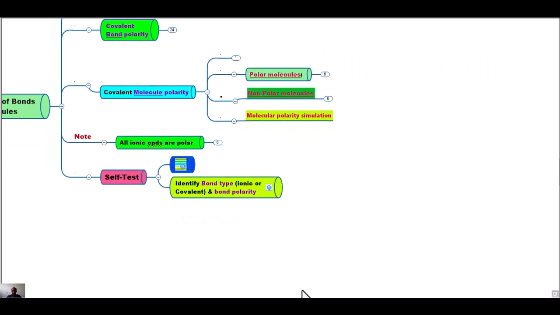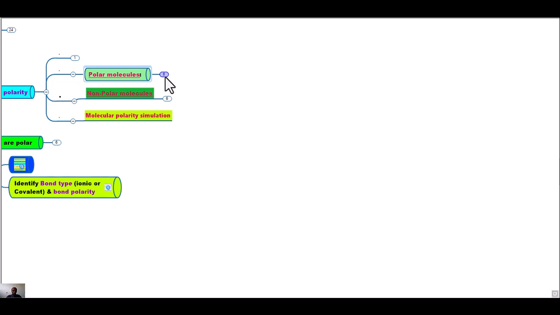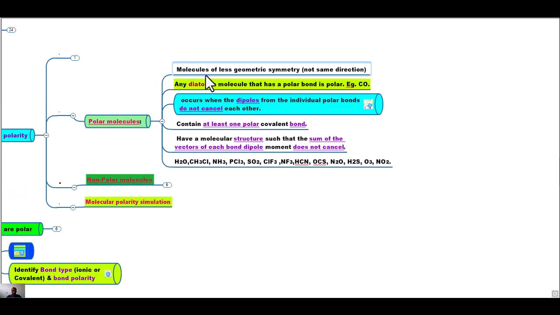So what is a polar molecule and what is a non-polar molecule? The polar molecules are molecules of less geometric symmetry, that is, the bond dipoles are not in the same direction. Any diatomic molecule that has a polar bond is polar. For example, carbon monoxide is a diatomic molecule that has a polar bond, so the molecule becomes polar. Polar molecules occur when the dipoles from the individual polar bonds do not cancel each other.